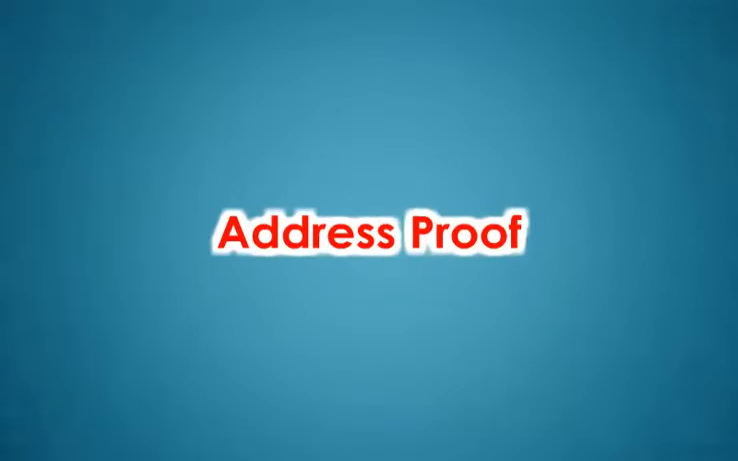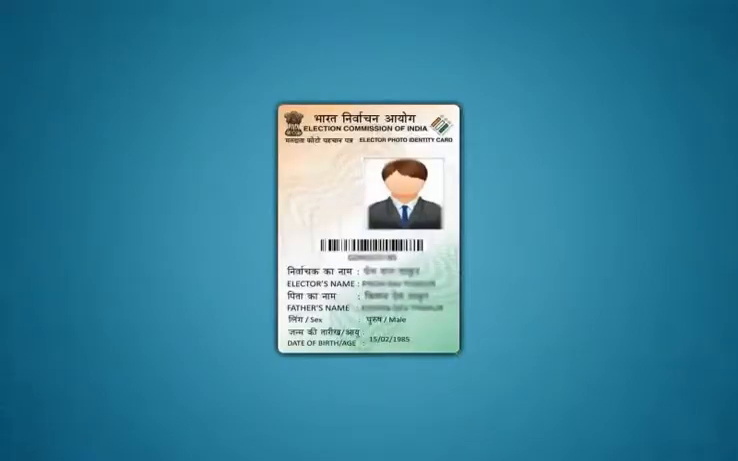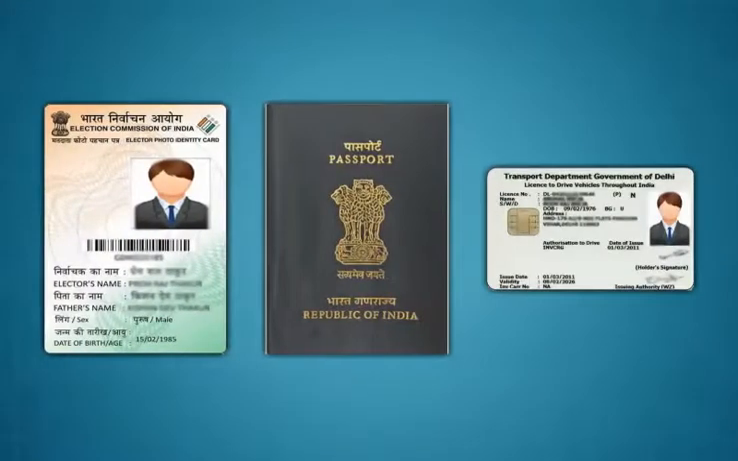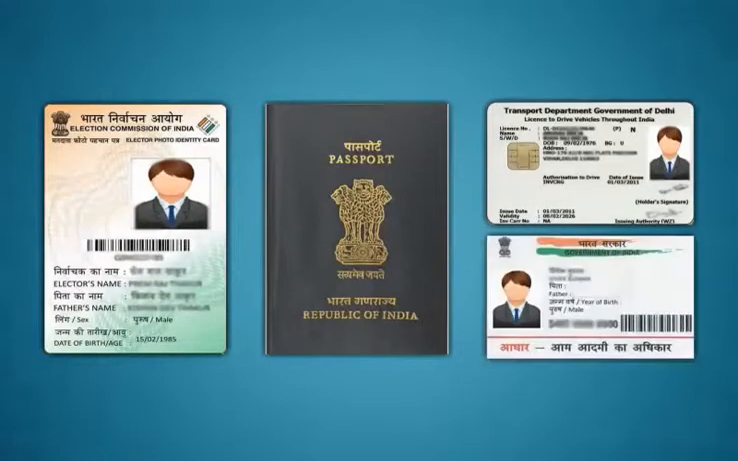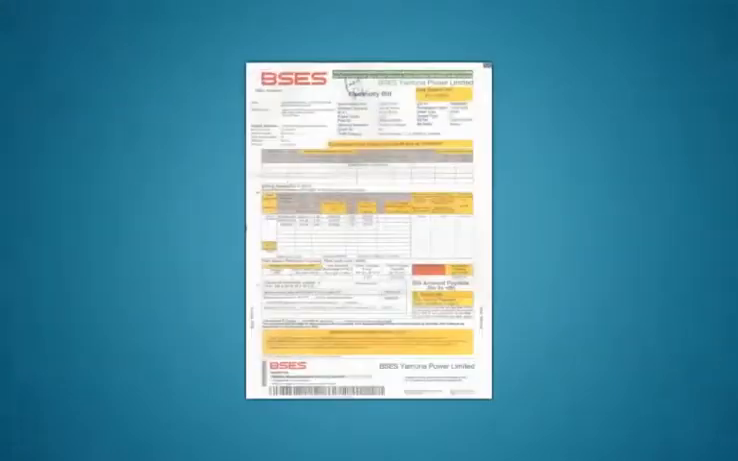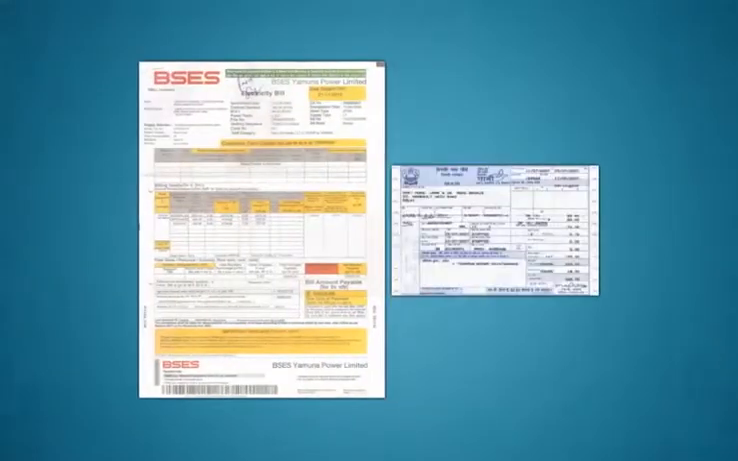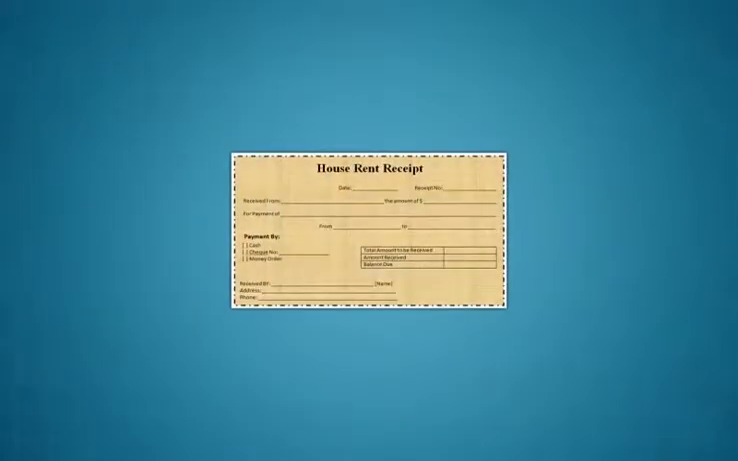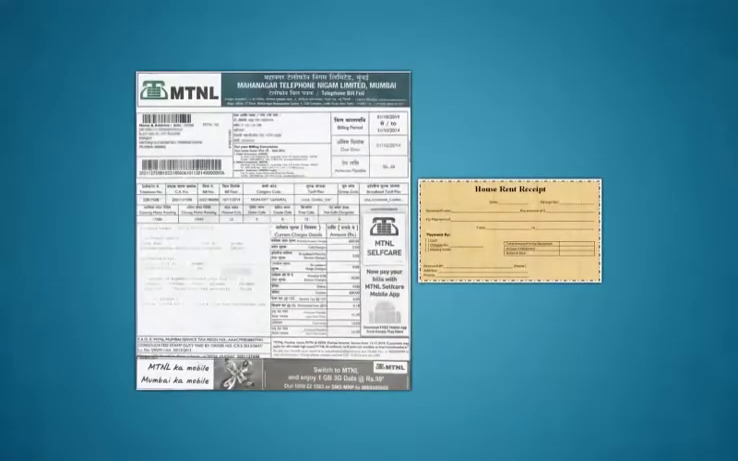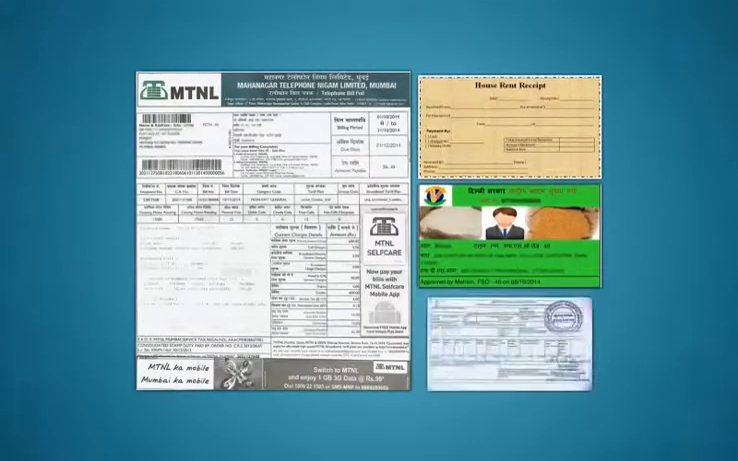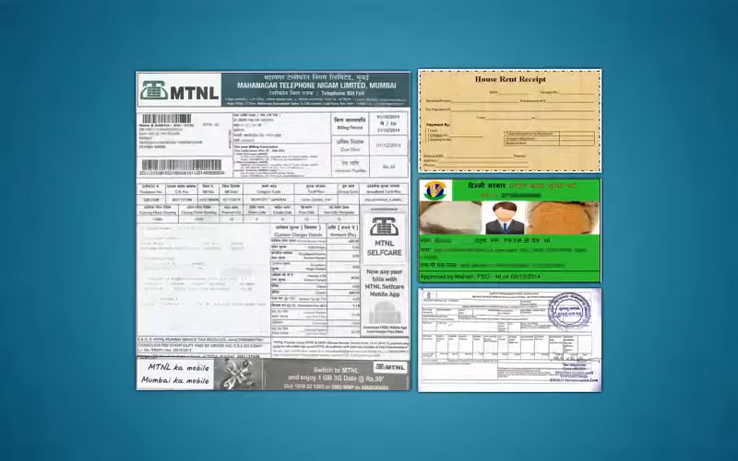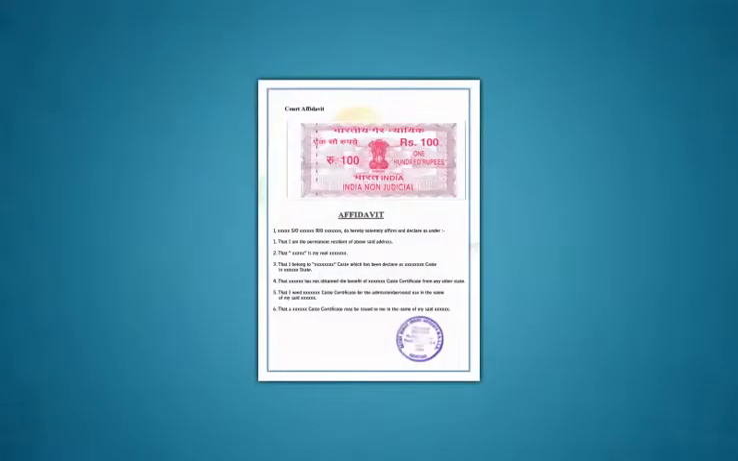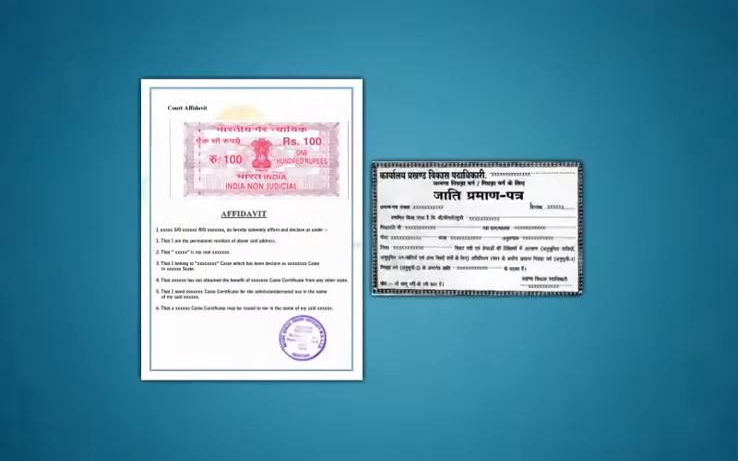Any one address proof like voter ID card, passport, driver's license, Aadhaar card, electricity bill, water bill, extracts of 7/12 and 8A or rent receipt, telephone bill, ration card or property tax receipt. An affidavit for caste certificate. The caste proof for your blood relative.